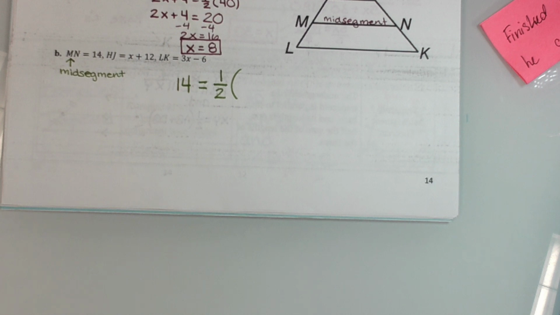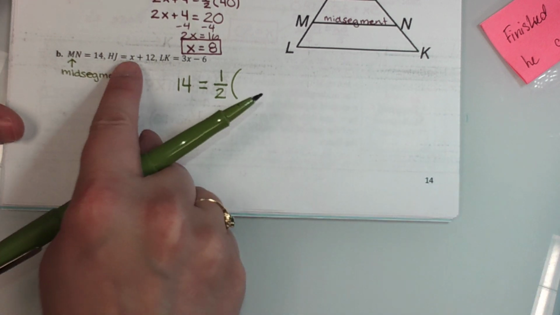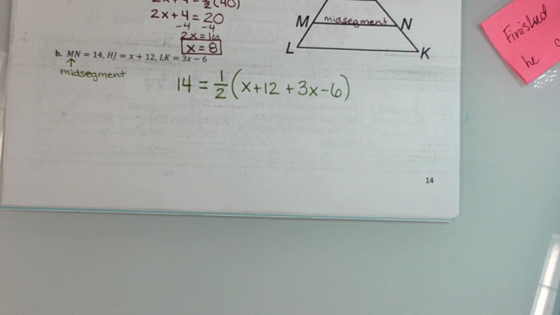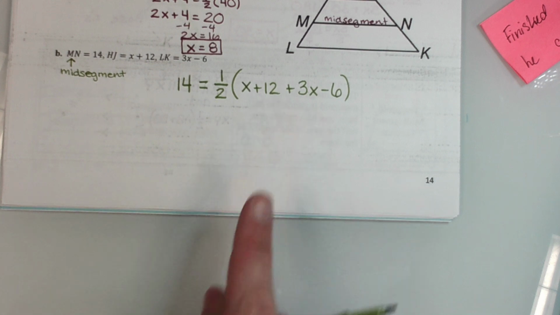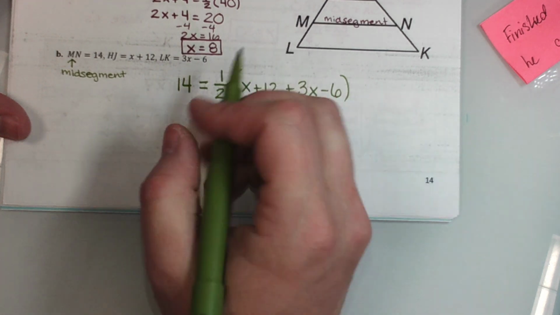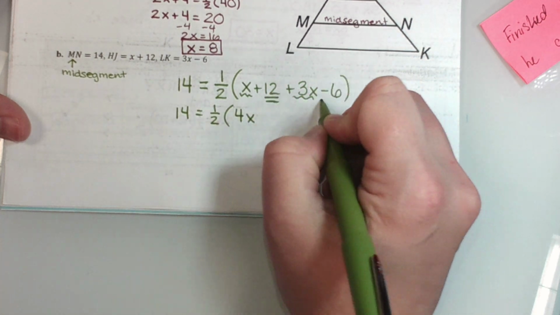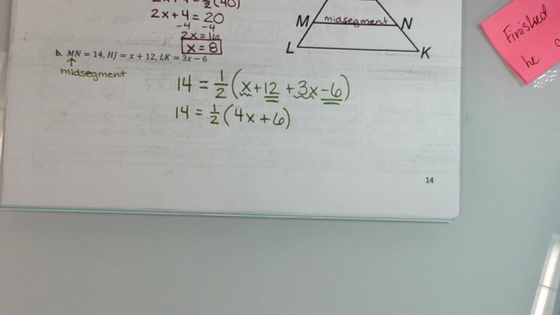Parentheses. Aaliyah, what should I start putting in those parentheses? I can't hear you. Can you repeat that? X plus 12 plus 3x minus 6. Doesn't matter which order those ones go in. They are the bases. I want to solve this. Peyton, what's the first thing you think I should do when solving this equation? Combine the like terms in that parentheses. Add together what you can specifically. X and 3x is 4x. 12 and negative 6 is a positive 6. 14 equals 1/2 parentheses 4x plus 6 is what we got.